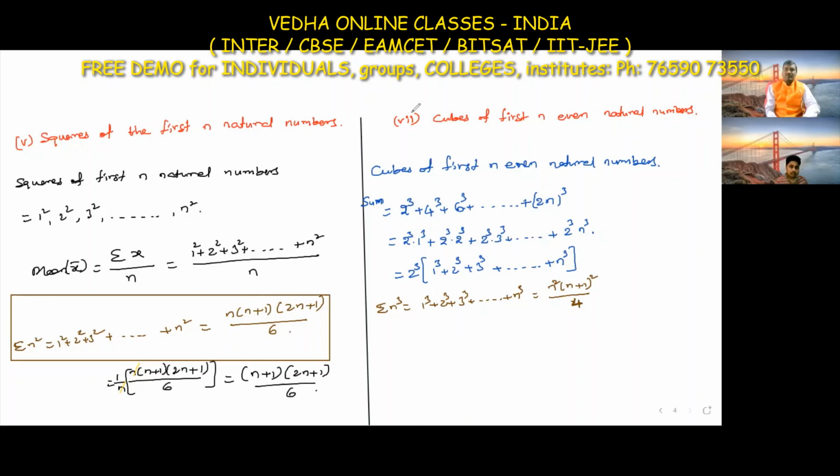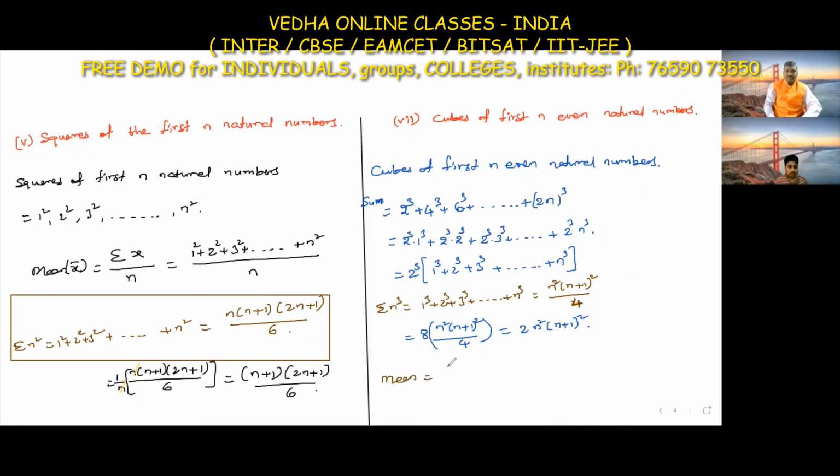Now if we apply the formula here, this 2 cube is 8 into the total, which is n square into n plus 1 whole square divided by 4. Four ones are 4 twos, so that means 2 into n square into n plus 1 whole square. What is being asked here? He is asking the mean.